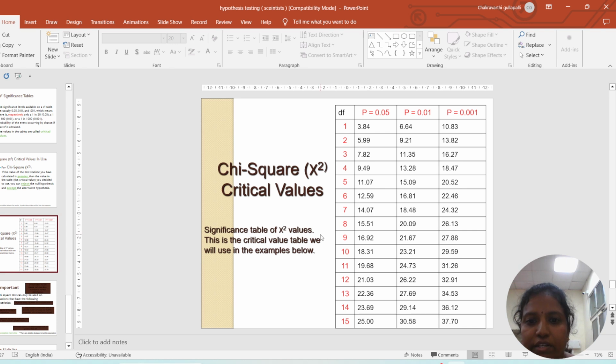These are chi-square test critical value tables. Here we observe the significance table of chi-square values. These are the critical value tables. Examples are given below. Suppose you take the degrees of freedom as 5: the 5% level of significance is 11.07 and 1% is 15.09.